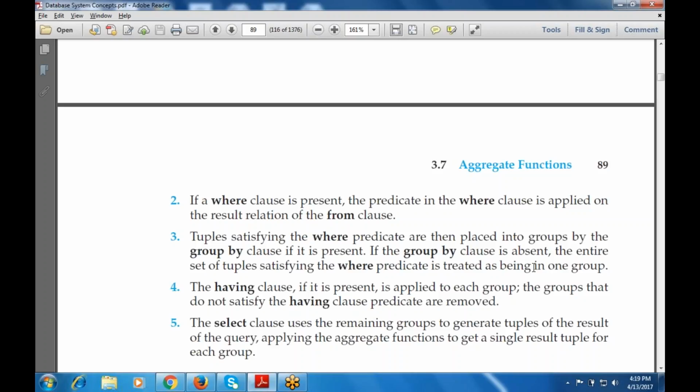The having clause, if it is present, is applied to each and every group, and the groups that do not satisfy the having clause predicate are removed. Then the select clause also uses the remaining groups to generate the tuples of the result of the query, applying the aggregate function to get a single result tuple for each group.